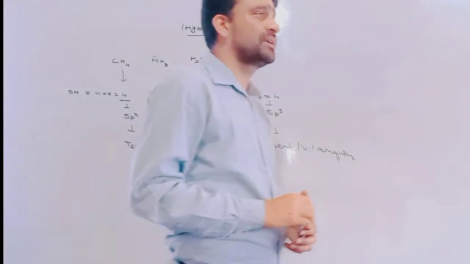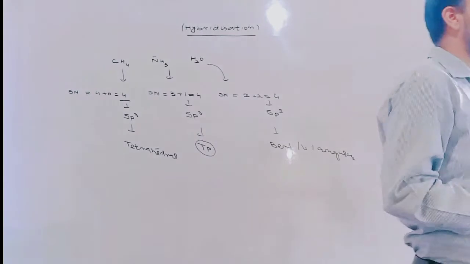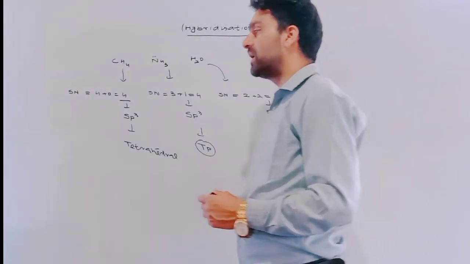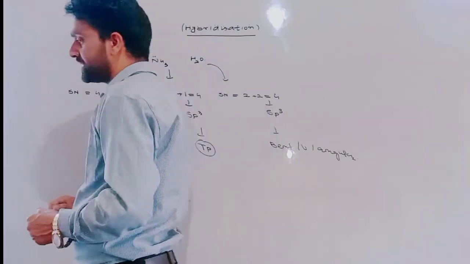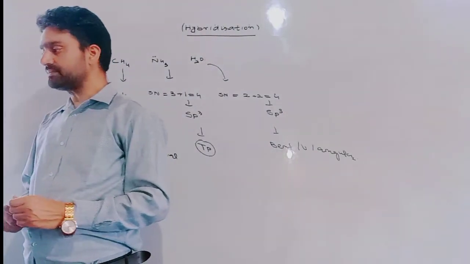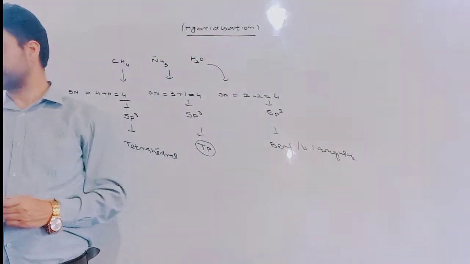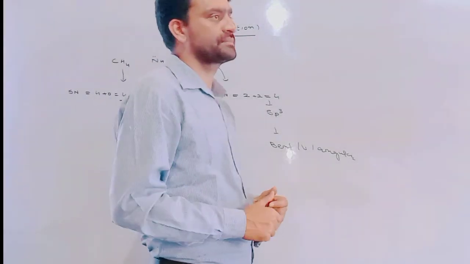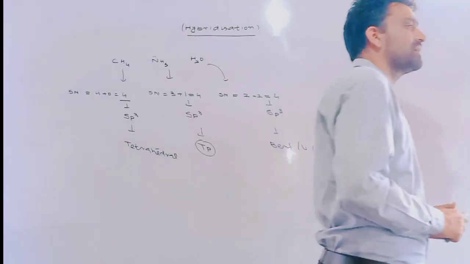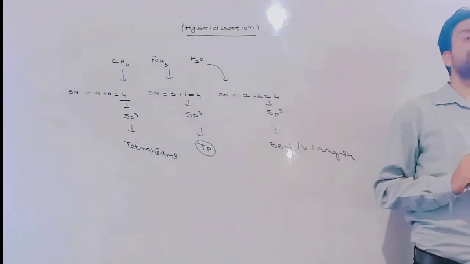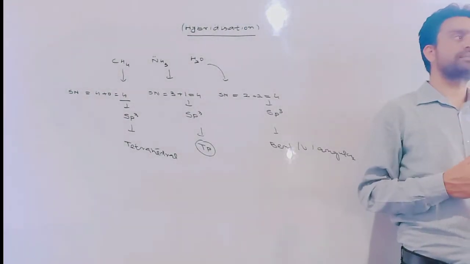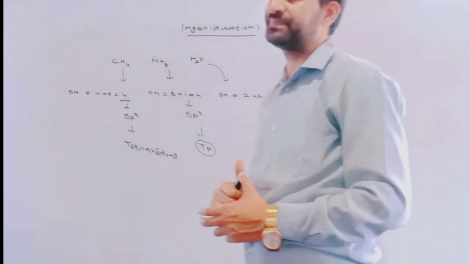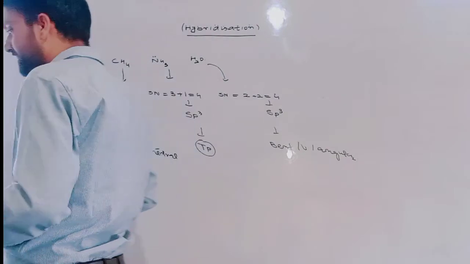Next point. Every molecule attains that geometrical shape in which it develops minimum energy. Write it just like this. In which it possesses minimum energy and maximum stability.